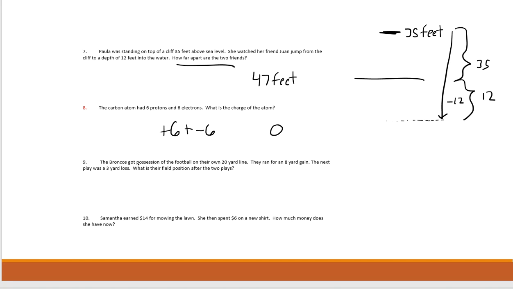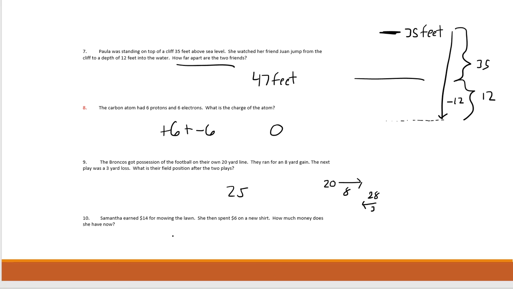Number 9. The Broncos got possession of the football on their own 20-yard line. They ran for an 8-yard gain. The next play was a 3-yard loss. What is their field position after 2 plays? So if they start on the 20-yard line and then they ran for an 8-yard gain, that's going to put them at 28. And then the next play was a 3-yard loss. That's going to put them at 28 minus 3, which is 25.